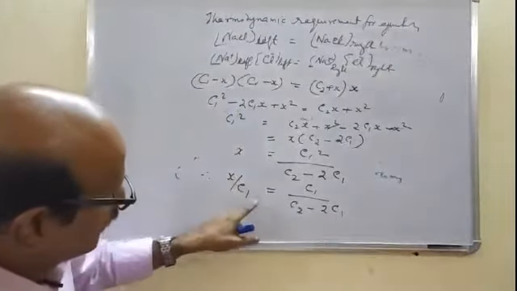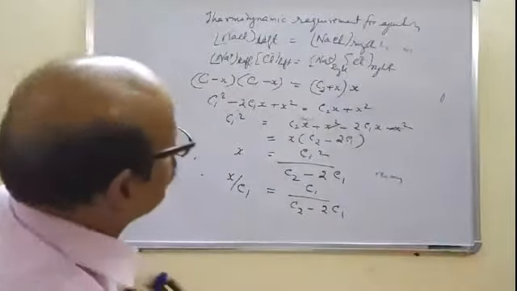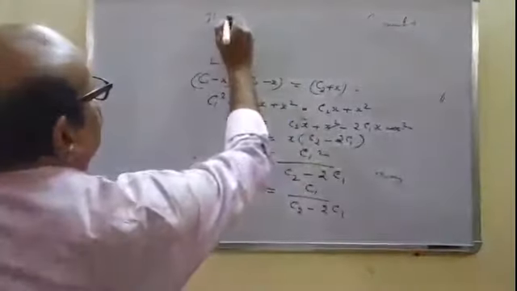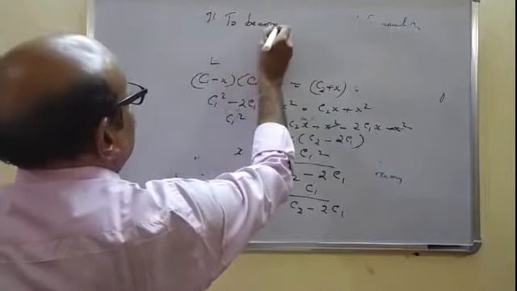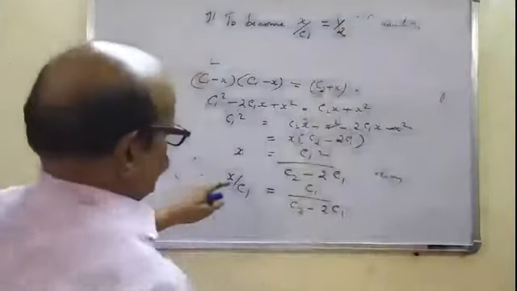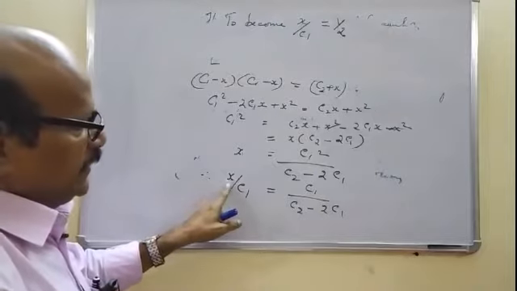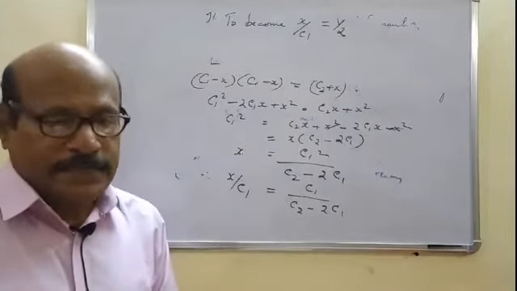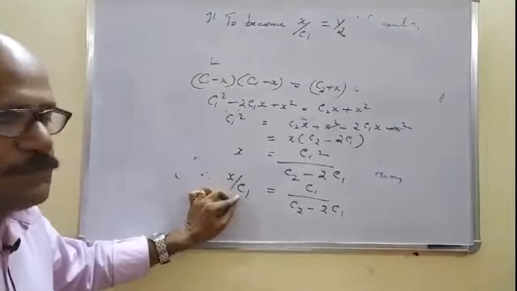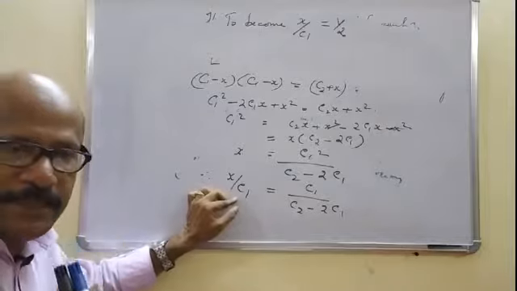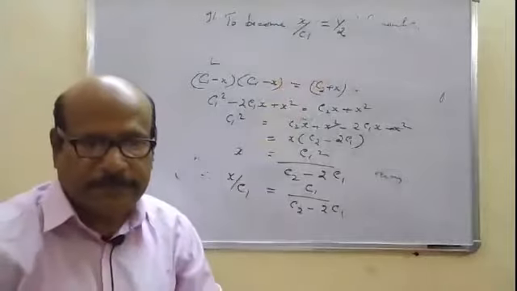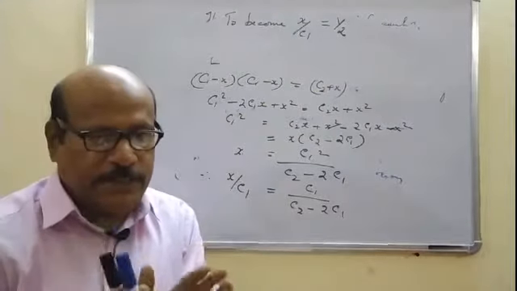For x by C1 to become half, x by C1 is equal to half. Okay? x by C1 is the fraction of the NaCl that has undergone diffusion. The ratio x by C1 is the fraction of the initial amount of the NaCl that has undergone diffusion. What happens for it to become exactly half? Half means the NaCl concentration is the same on the left side and the right side.